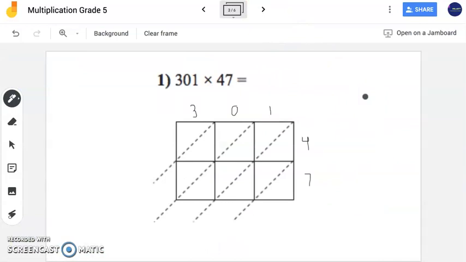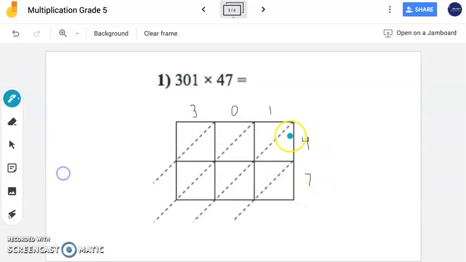The multiplication strategy I'm going to review here is the lattice multiplication method. Now, notice here I drew boxes 3 by 2 because we have a 3-digit number multiplied by a 2-digit number. I put 301 simply up here, and I put 47 right here. Notice I have 4 in this box, 7 in this box.